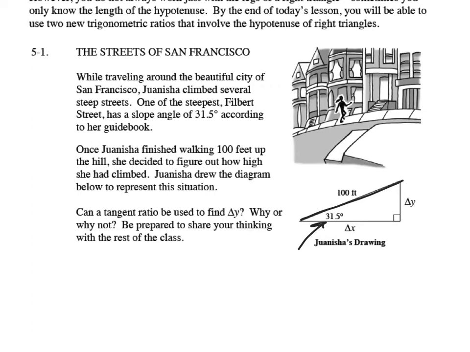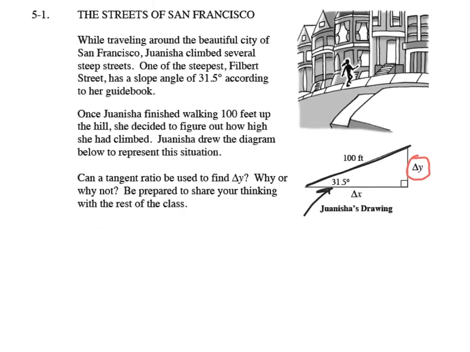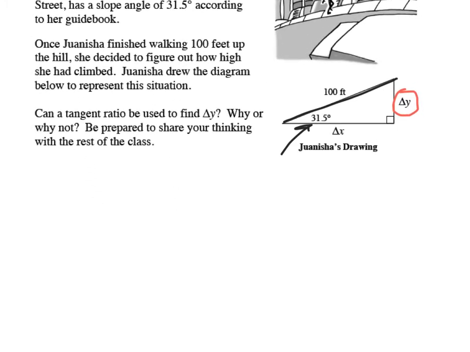She drew this diagram, change in y over change in x. And her question is, can the tangent ratio be used to find the change in y? And so she's trying to determine this, and with her given information in her right triangle, the question is, can we determine that? And the answer is no, we cannot. And the reason being, because we do not have either this side length, the change in x, or the change in y. What we have in this case is the hypotenuse.